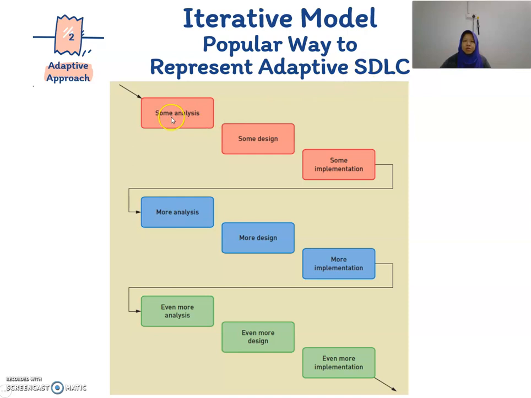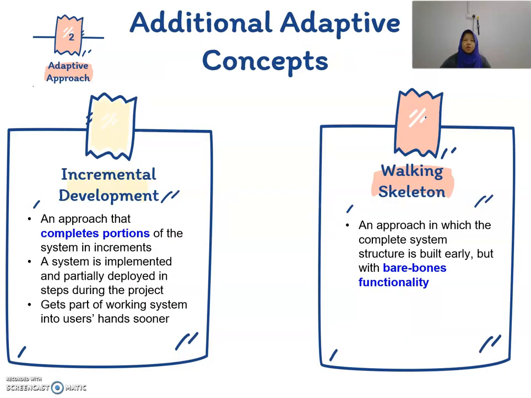So we have some analysis, then some design and implementation, and then we have more analysis, more design, more implementation, and even more analysis, even more design, and even more implementation until we reach the completion of the system or project. The additional adaptive concept is incremental development, an approach that completes portions of the system in increments.